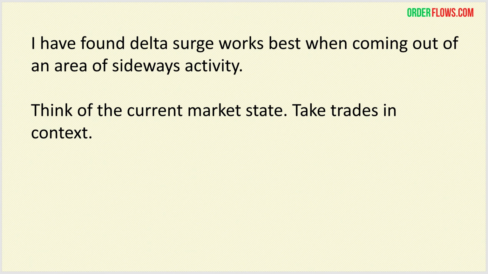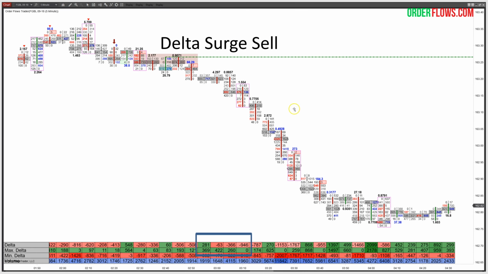Always think of the current market state. Take trades in context. I don't necessarily like to take delta surge buys after a big move up, or delta surge sells after a big move down. For example, in this chart, if there was a delta surge down here after we just had this big sell-off, I probably wouldn't be interested in it. What I'm more interested in is, in this case, we haven't had that big sell-off yet. So up here, I'm still interested because I know I've got potential for a sell-off. But if I just experienced a big sell-off in the market and then there's a delta surge, I'd be wary about it. I wouldn't be so interested in it.